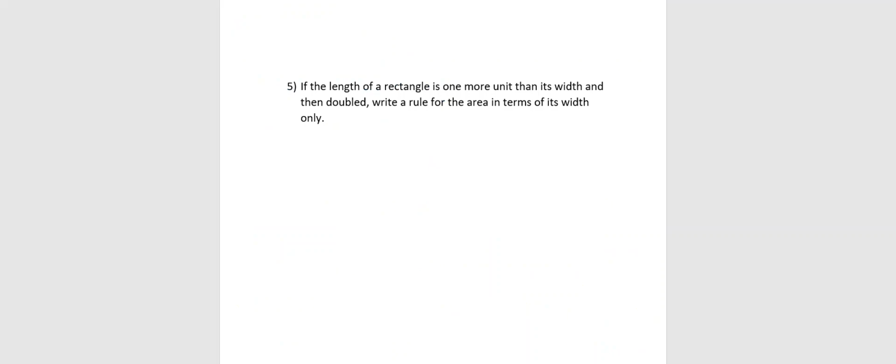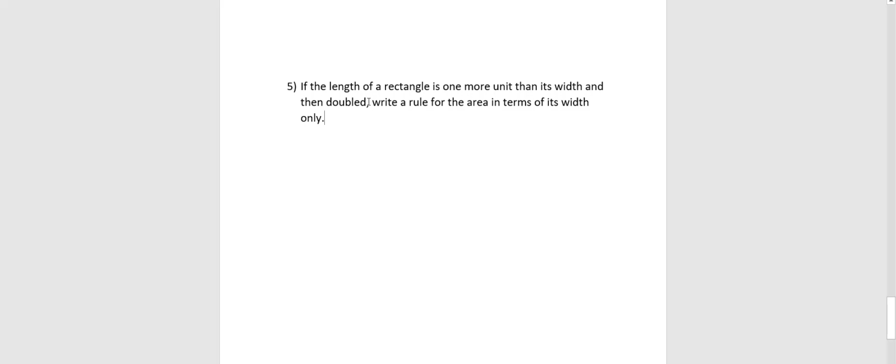Okay, our next question says, if the length of a rectangle is one more unit than its width, and then doubled, write a rule for the area in terms of its width only. Okay, so it is a bit of a mouthful, but try and break down the question. What it's asking us is, in our rule, in our formula, to have W only. So it's basically what we did before. Before we eliminated the L and P in that formula and only had W. That's what it's asking us to do here.